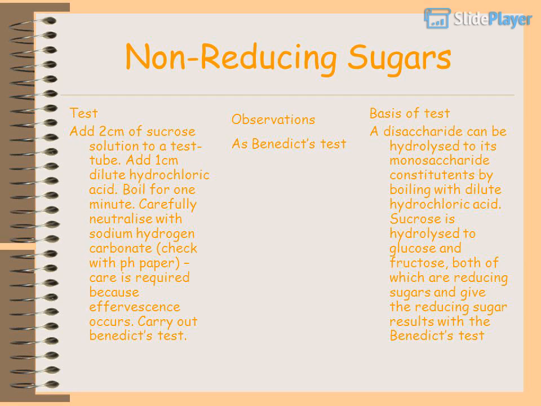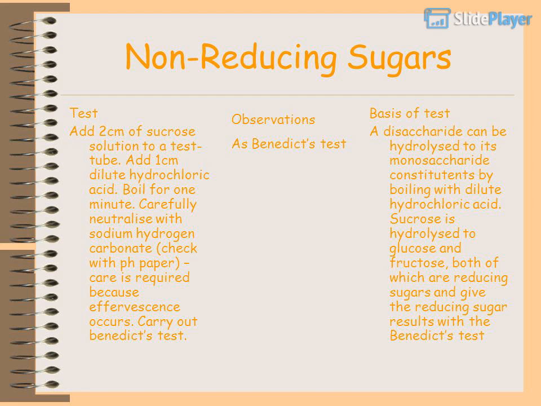Non-reducing sugars test. Add 2 cm³ of sucrose solution to a test tube. Add 1 cm³ dilute hydrochloric acid. Boil for 1 minute. Carefully neutralize with sodium hydrogen carbonate, checking with pH paper. Care is required because effervescence occurs. Carry out Benedict's test.